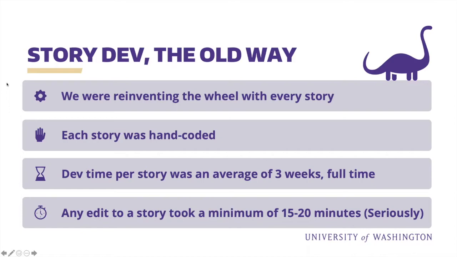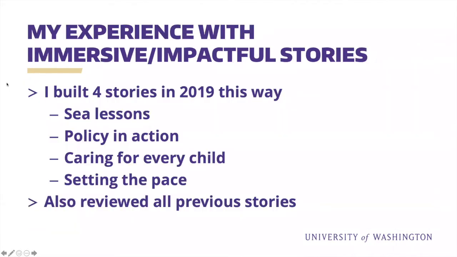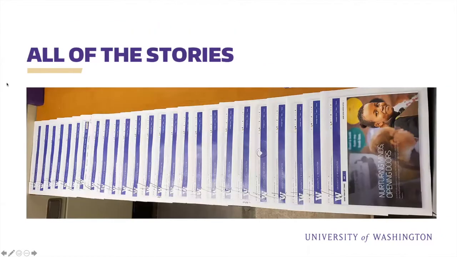So if you wanted to change, this is our fantastic example that we always use, if you wanted to change an N dash to an M dash, it took you a minimum of 15 minutes, which is a really big deal. So I built 4 stories in 2019 this way: C lessons, policy in action, caring for every child, setting the pace. And then I also reviewed all of the previous stories that we had built.